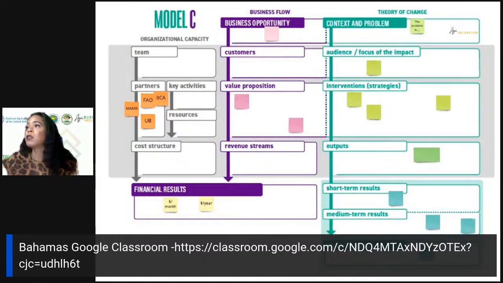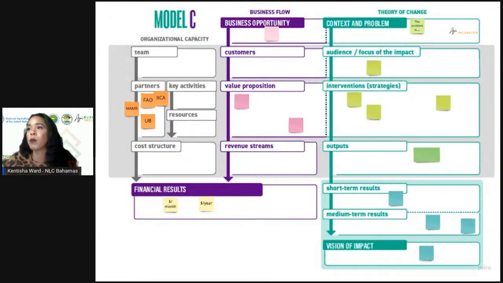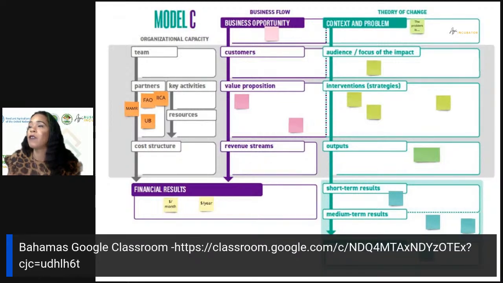So I want you guys to refer to the Google Classroom. All of the information, we have podcasts, we have videos, we have PDF books, everything is on the Google Classroom that will be able to assist you in filling this out based on your agricultural business. Once again, if you have any questions, send us a message. Other than that, I think that is it for tonight.